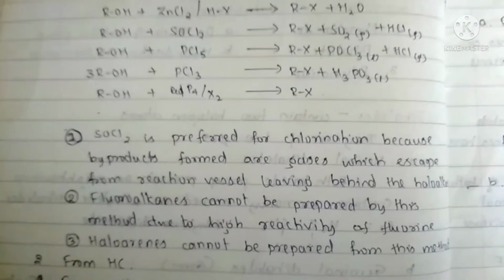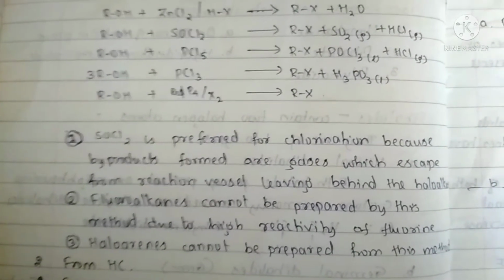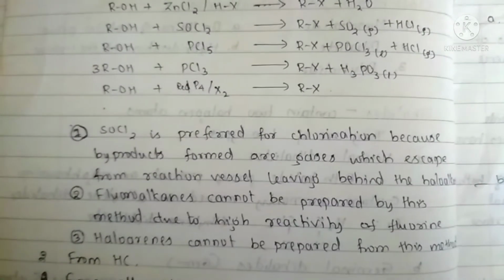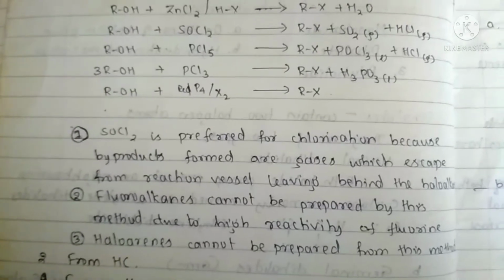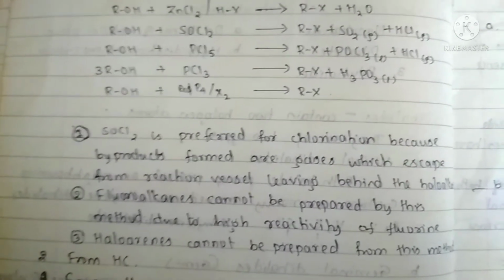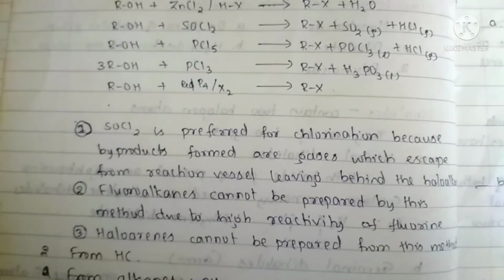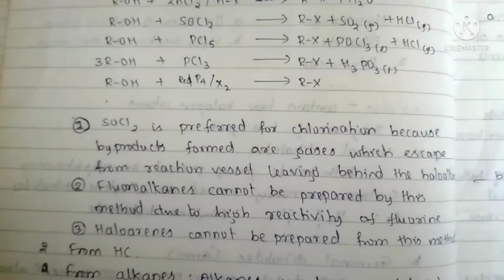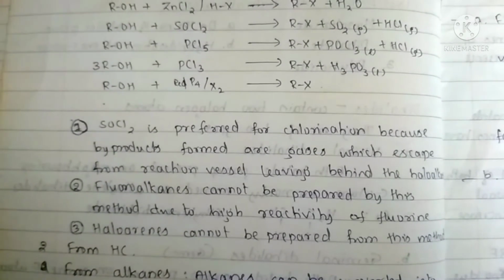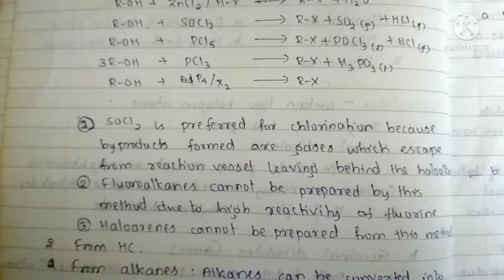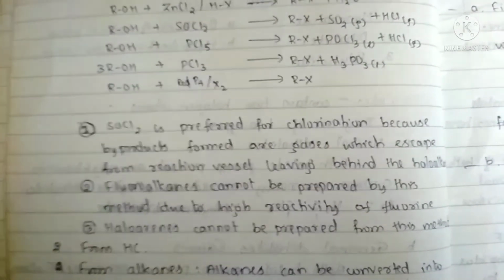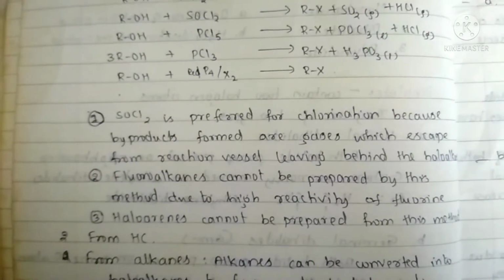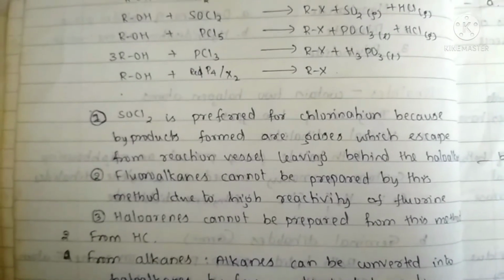The problem with this process is that we cannot synthesize fluoroalkanes. The reason is that fluorine is a highly reactive and very electronegative element by nature. We cannot synthesize fluoroalkanes by using thionyl chloride. Another important thing to note here is that haloarenes cannot be synthesized by this method.